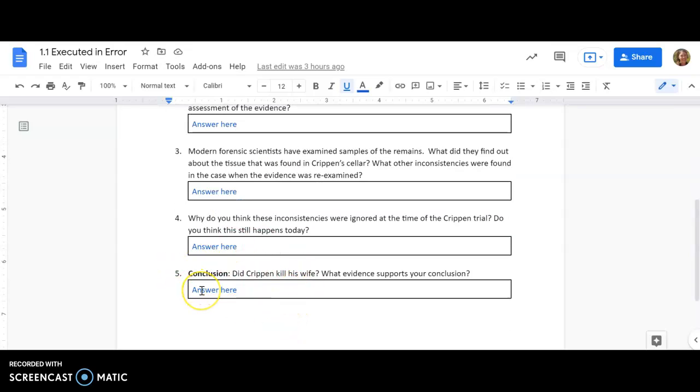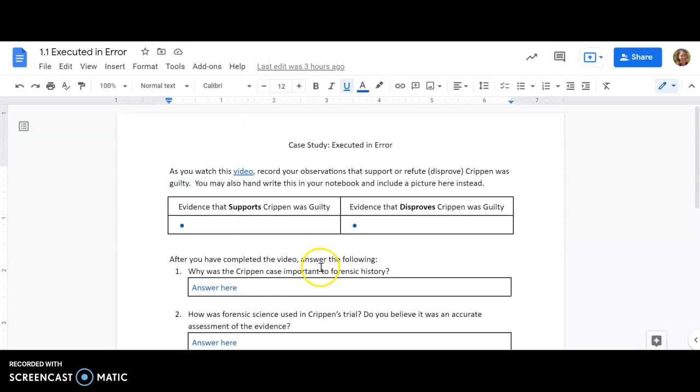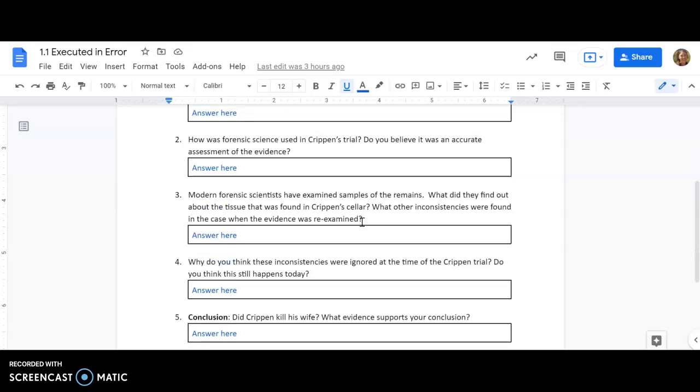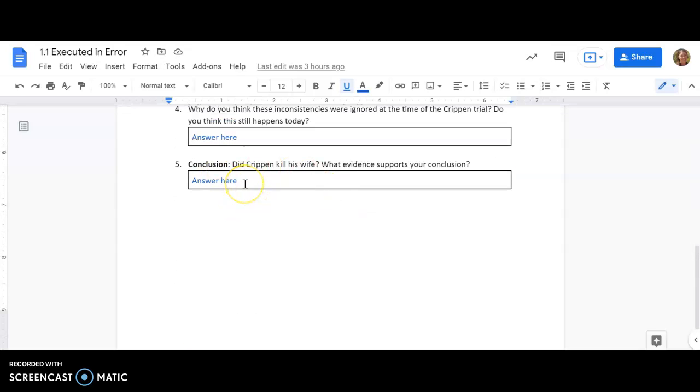And at the bottom, you are going to make your statement of if you think Crippen killed his wife or not. And this is going to be a statement that should be backed up using this evidence up here. So you could say, because of these 3 things, this shows that he was guilty, or because of these 4 things, this shows he was not guilty, etc. So your statement here should be a true conclusion question, which in science means we always look back at our data to support that conclusion.